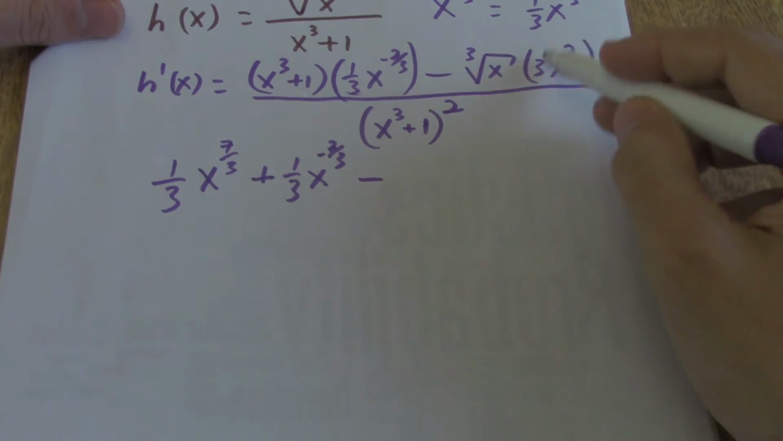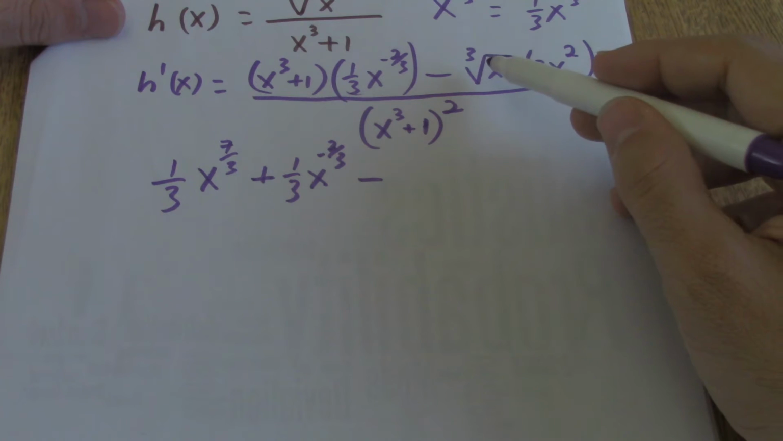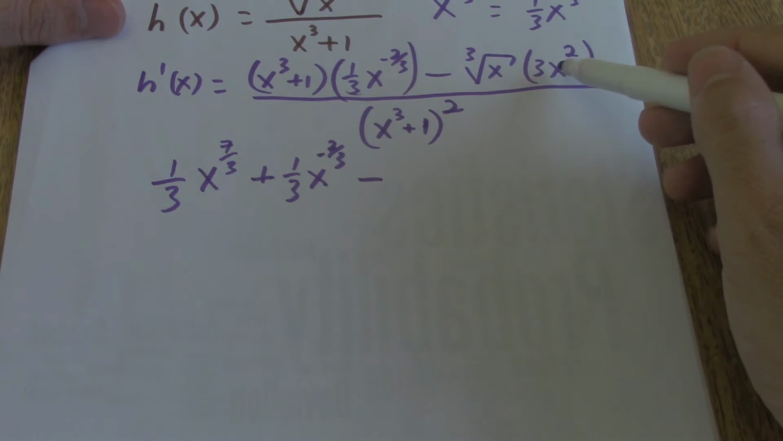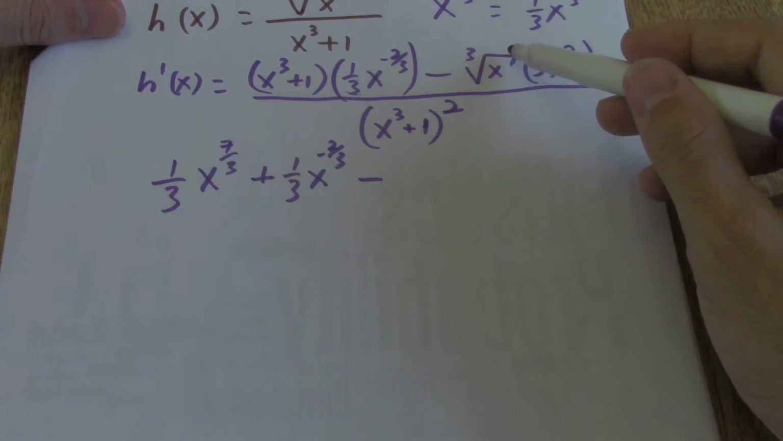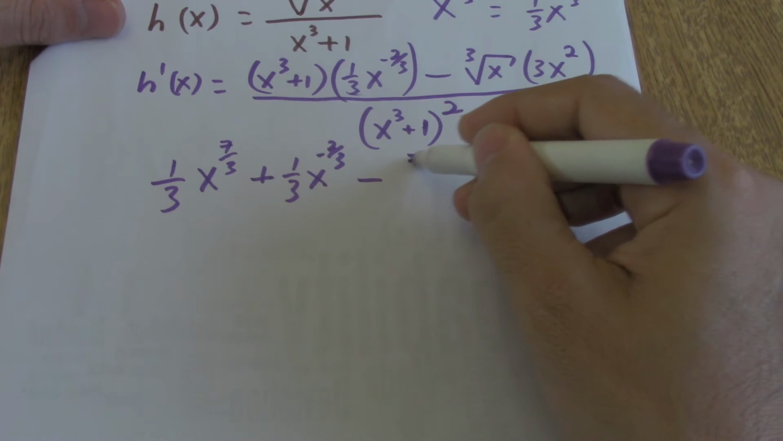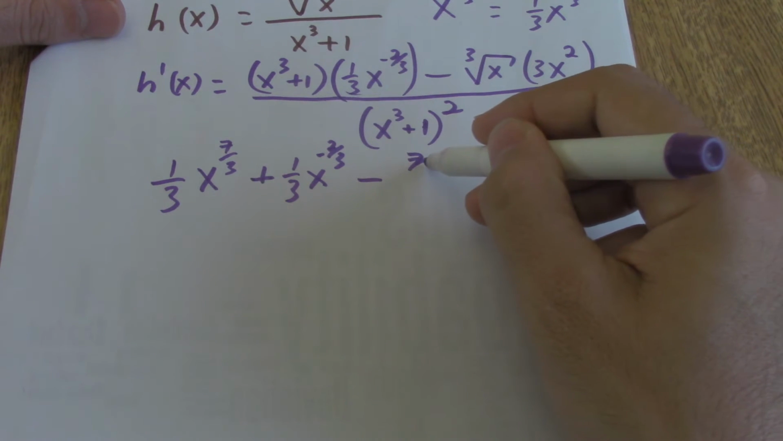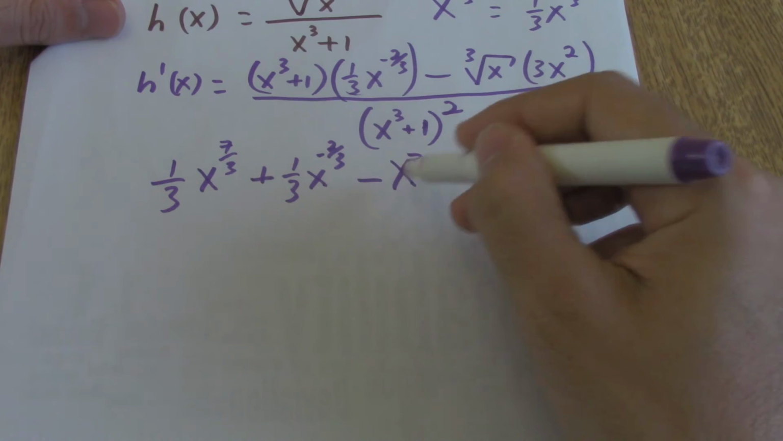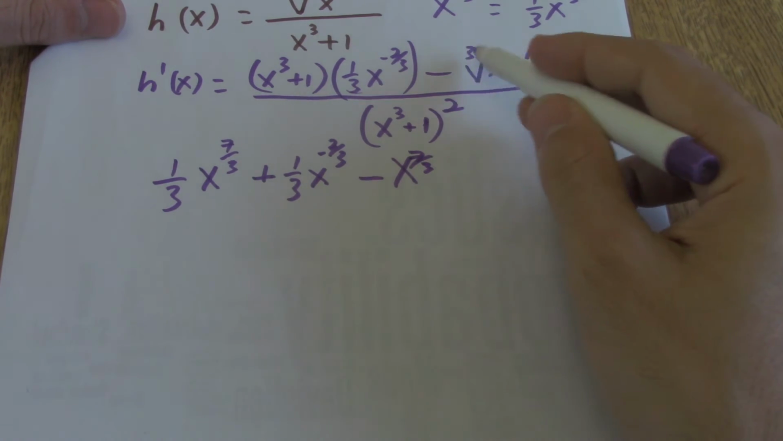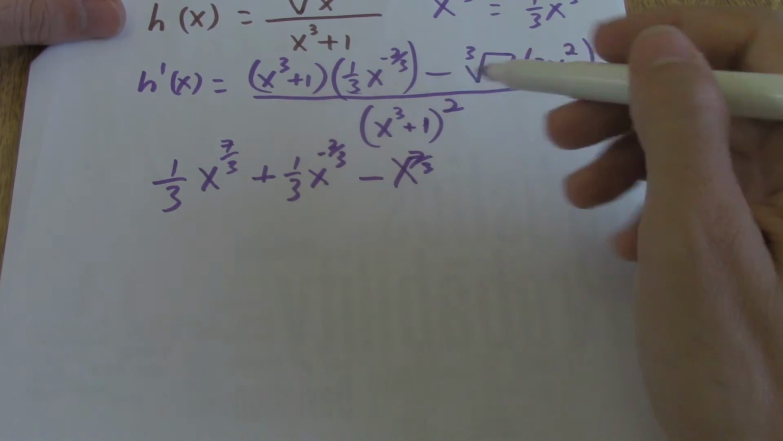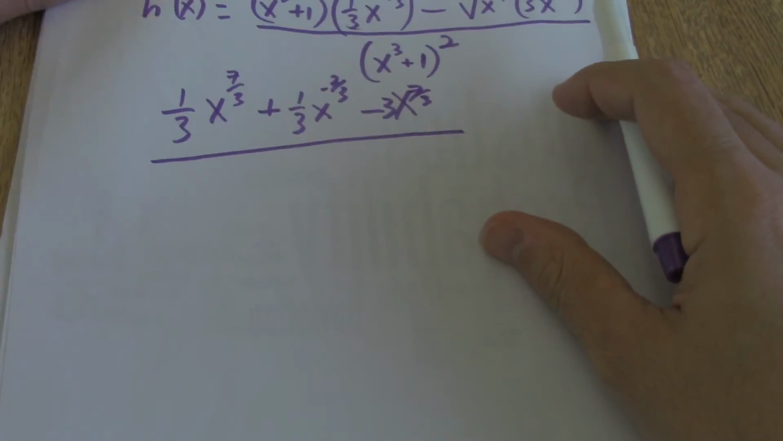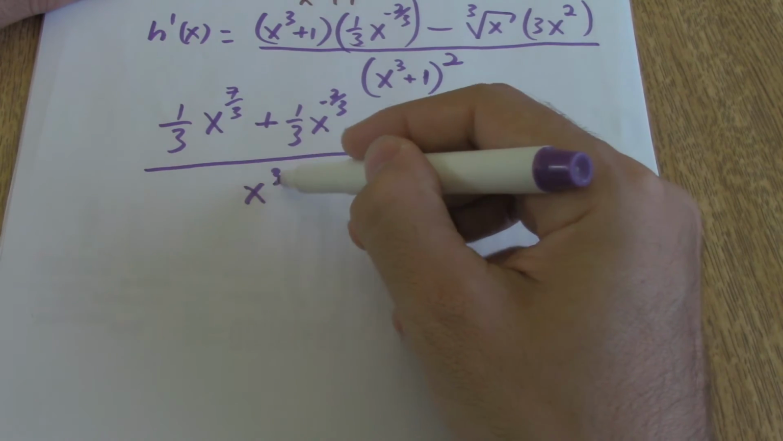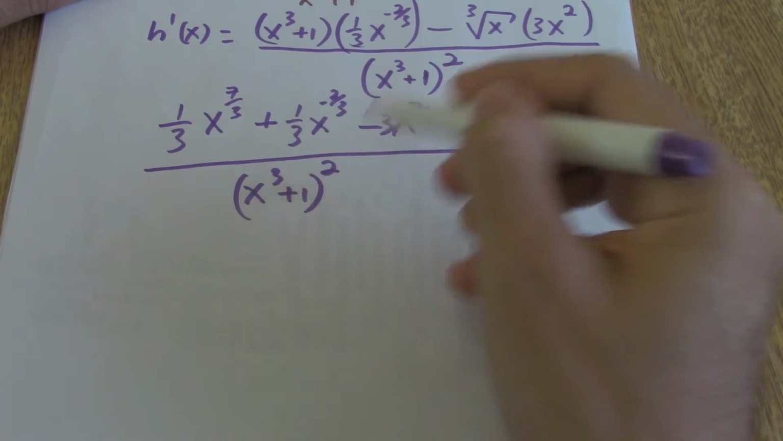Then minus this times this. This is x to 1/3 times x squared. You add the exponents, so that will be 6/3 plus 1/3, which is 7/3. 7/3 is the exponent of x. We put x here, and 3 times this times 1, which is the coefficient here, that will be 3. And always divided by x cubed plus 1 raised to the second power.